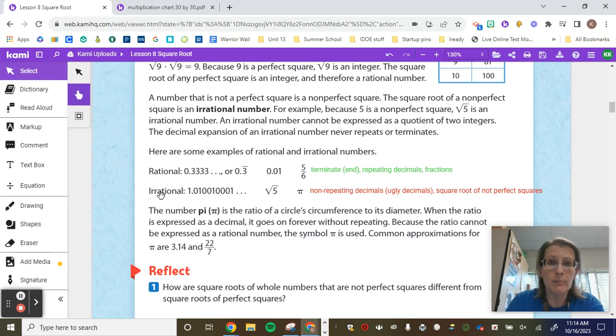Irrational numbers are crazy numbers. So irrational numbers are non-repeating decimals. That means the decimal goes on forever. It's an ugly decimal and it has no pattern that repeats. All square roots of non-perfect squares, I'll show you what perfect squares are in just a moment, so if it's a square root of a non-perfect square, then it is irrational. And some numbers like pi, which we're going to be using for circles later, pi is also irrational.